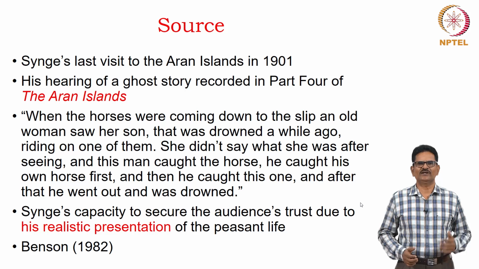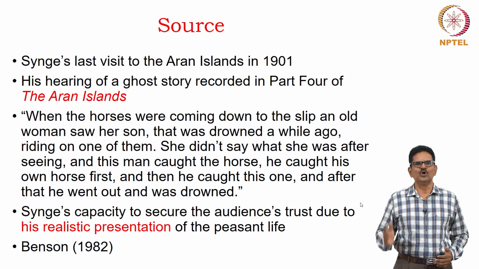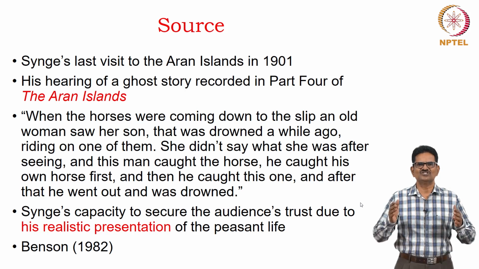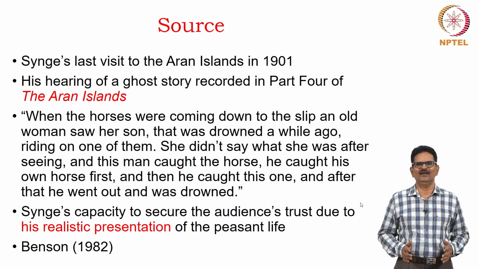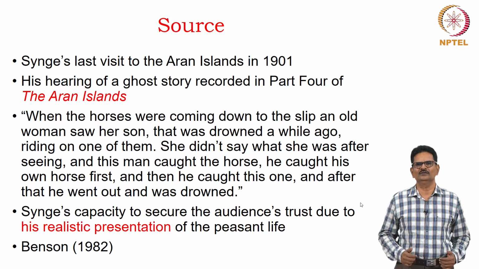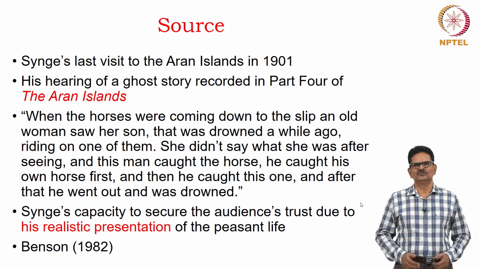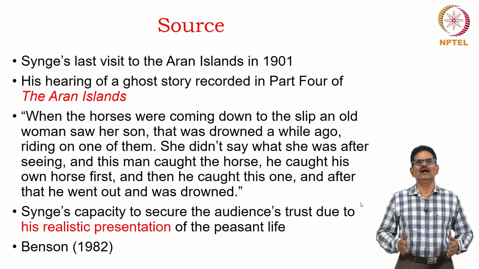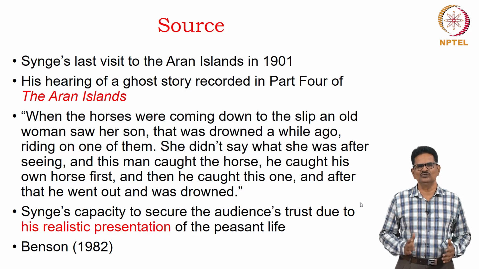When the horses were coming down to the slip, an old woman saw her son that was drowned a while ago riding on one of them. She didn't say what she was after seeing, and this man caught the horse. He caught his own horse first and then he caught this one, and after that he went out and was drowned.